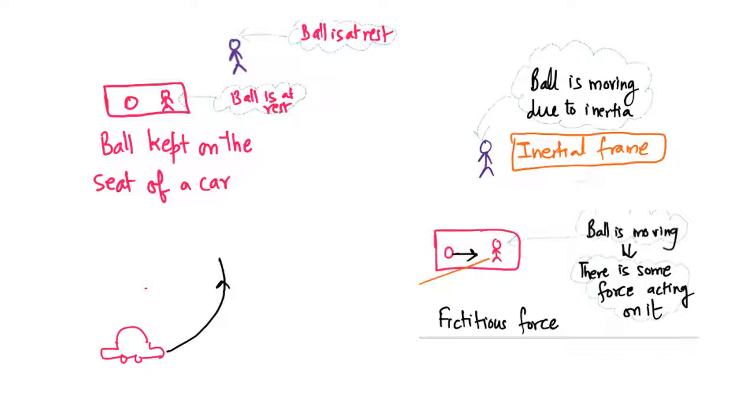So we can see two different observations by two different observers. One observer is outside the car and he is at rest. Such a frame of reference is called an inertial frame. But the passenger sitting inside is moving just like the car, just like the ball. So he is in a non-inertial frame.